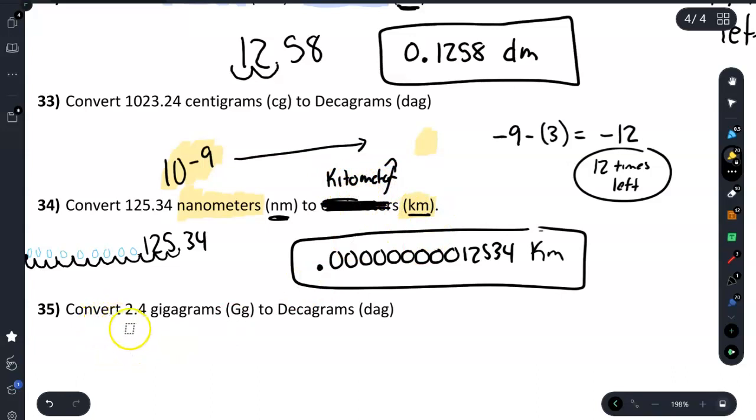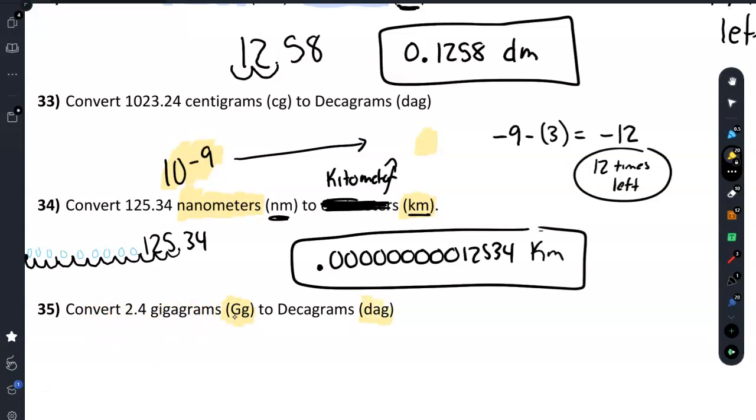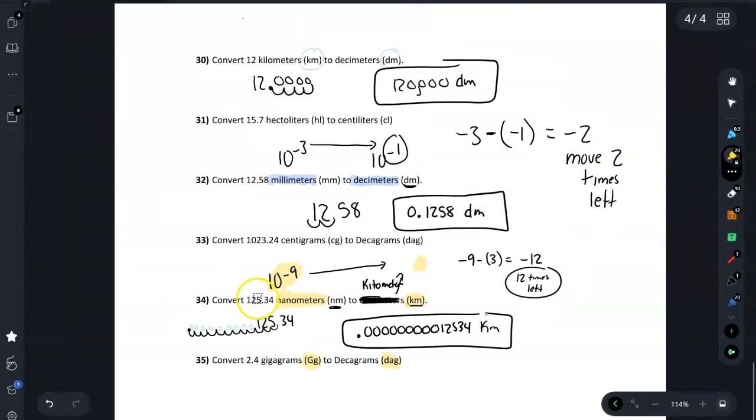All right, but y'all would want to do the same thing with number 35. We're going from gigagrams, which is GG, to decagrams, which is DAG. Perfect. And that's going to be it for this video. So I've done all the even ones. Your job for this assignment is to do the odd ones and submit it back to Moodle.